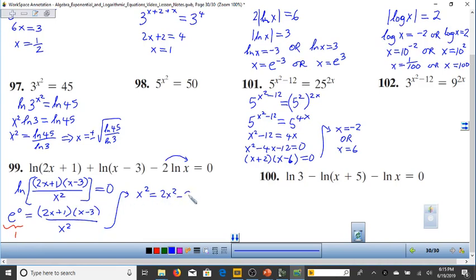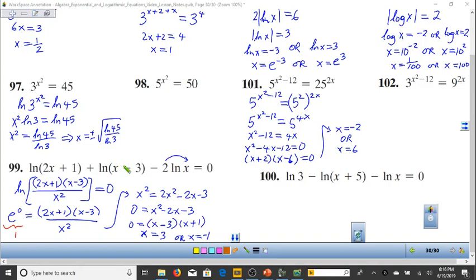So we have 0 is equal to x squared minus 2x minus 3. So 0 is equal to x minus 3 times x plus 1. So x is either equal to 3 or x is equal to negative 1. And what you will notice is that if you try 3, this part doesn't work. And if you try negative 1, that one doesn't work. So the answer is that there is no solution.